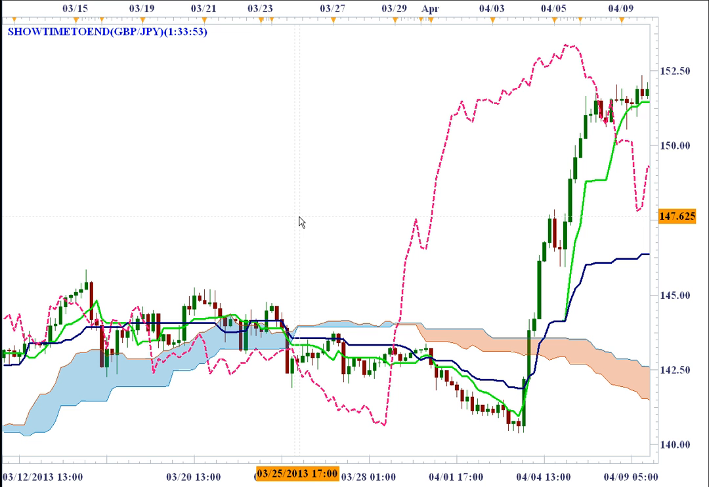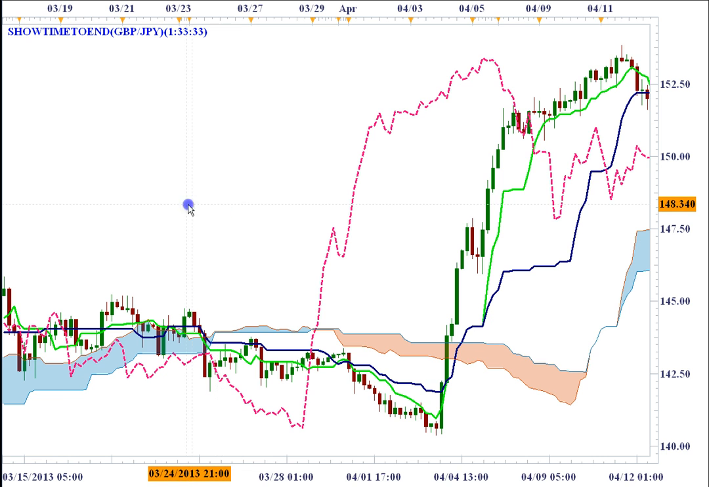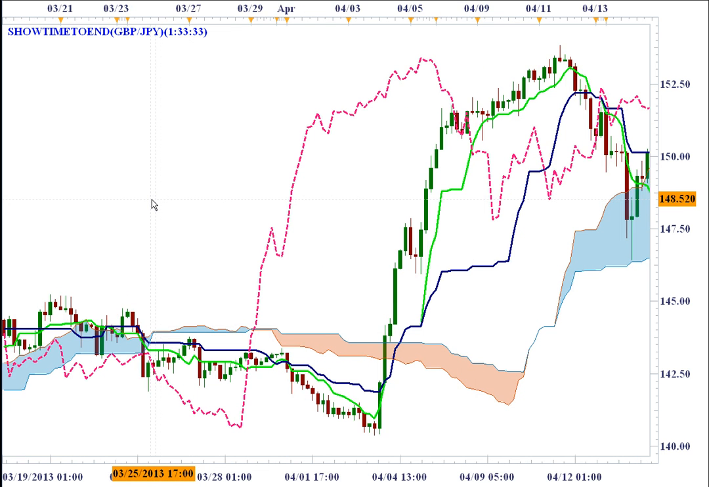And then my fourth thing would be my Kumo twist. Is my twist in the future bearish or bullish? All those signs, and then your trade is good to go. That's it. Pretty sure that's pretty much it. I think I covered everything, and if I haven't, we'll throw that in other videos as we go on.